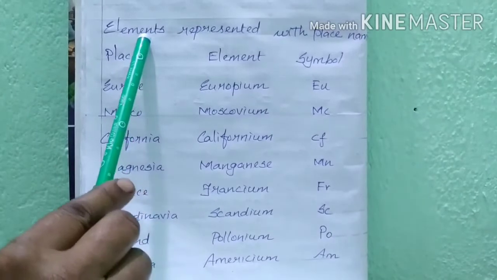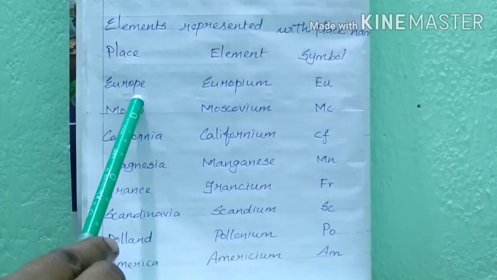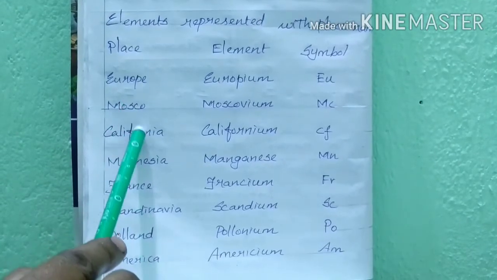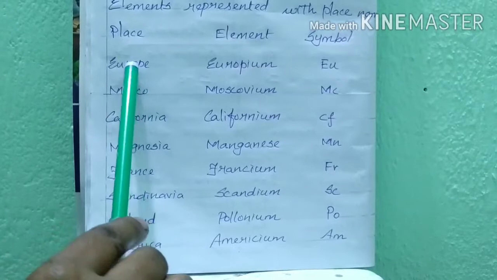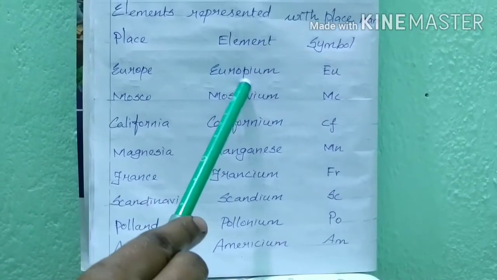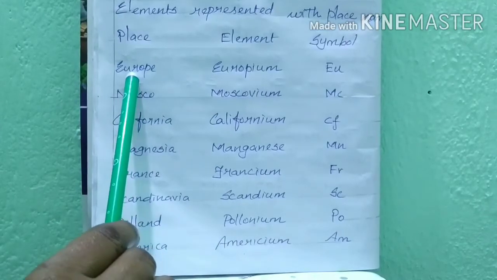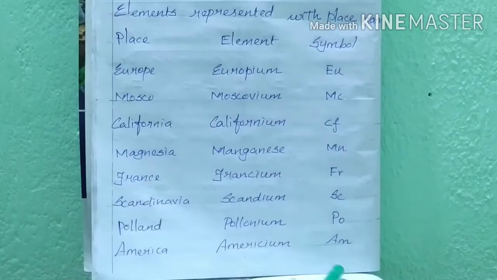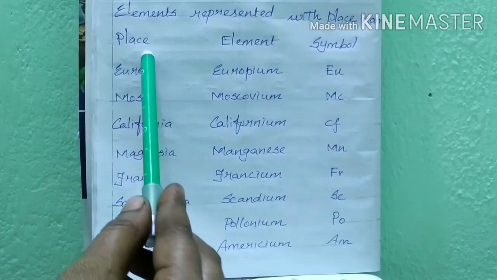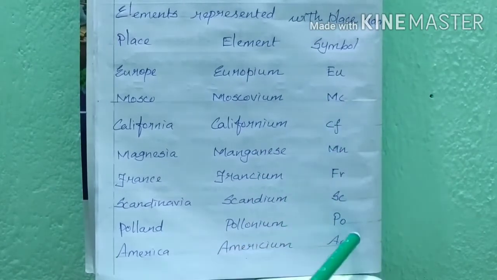This is another rule. Elements represented with place names. The names of some elements have been derived from names of places. For example, the name of the element europium has been derived from the place Europe and its symbol is Eu. I have given this in a tabulated form again. These are the names of the places and the name of the element and their symbol.